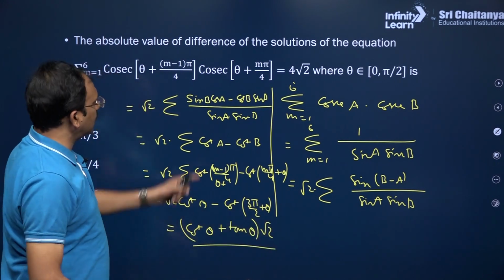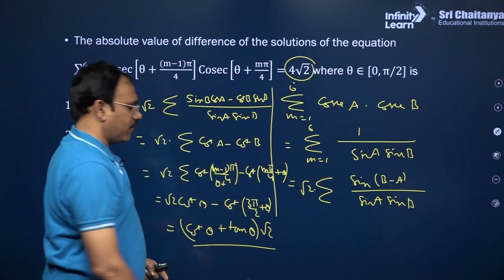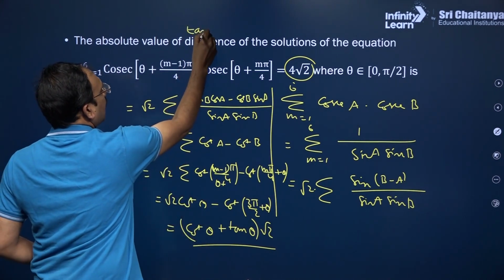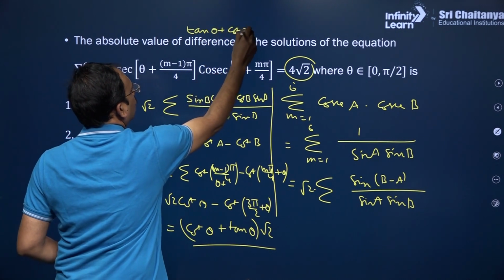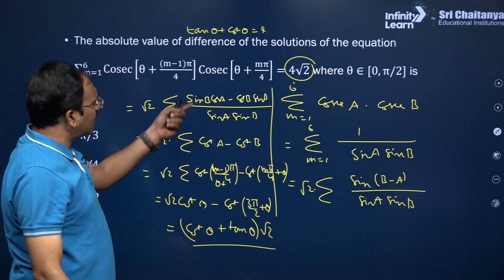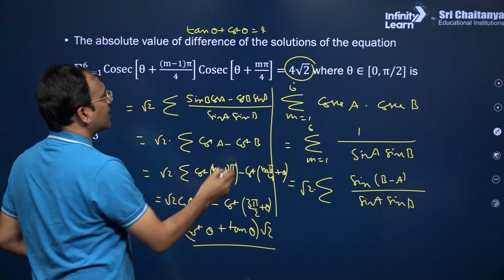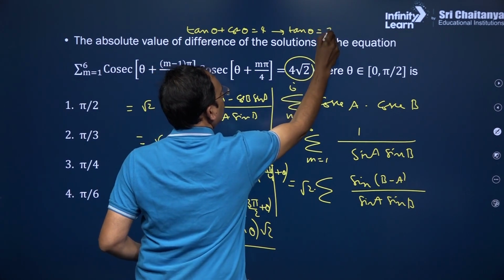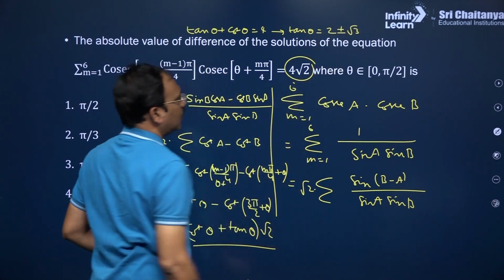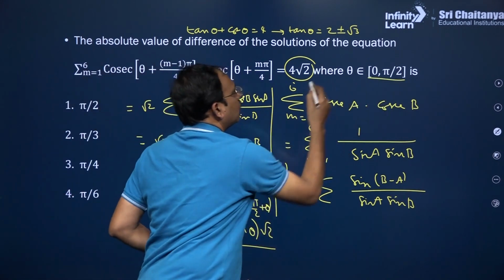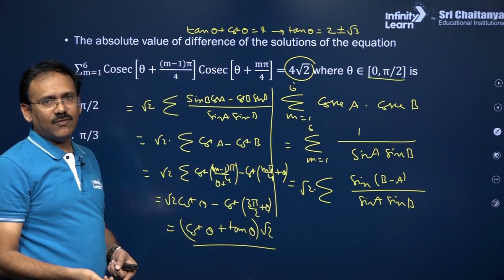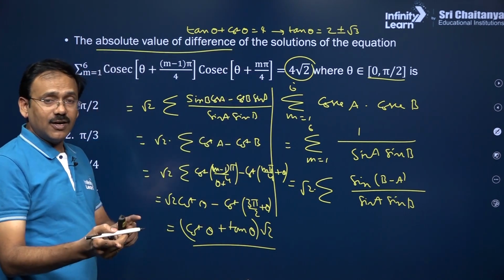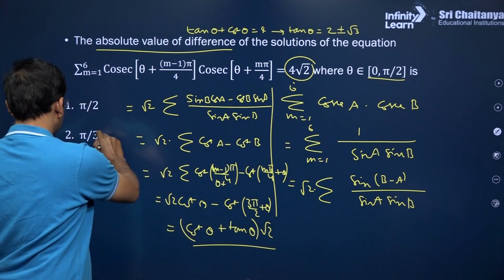Now he is asking this value must be 4 root 2, my dear friends, and hence the equation is going to be tan theta plus cot theta is equal to 4. You just take cot theta as 1 by tan theta, and you will get a quadratic equation in tan theta. If you solve, you will get tan theta is equal to 2 plus or minus root 3. In the first quadrant, 0 to pi by 2, one is 15 degrees, the other is 75 degrees. He is asking the absolute value of the difference of the solutions: 75 degrees minus 15 degrees, 60 degrees is the answer.